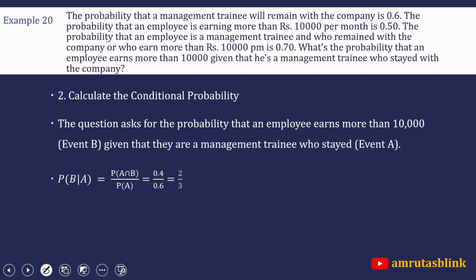So probability of B upon A is equal to, now the formula, probability of A intersection B upon probability of A. Whichever is the given condition, that probability you need to consider in the denominator. Now A intersection B we had just calculated, 0.4. Probability of A is already given. So 0.4 upon 0.6 is equal to 2 upon 3. So 2 upon 3 is the final answer in this question.